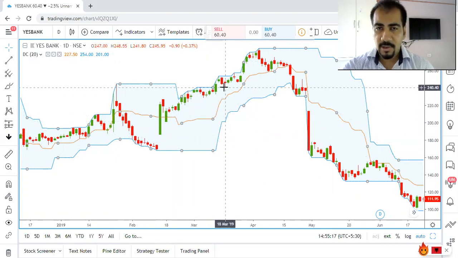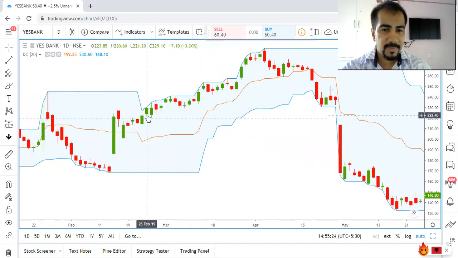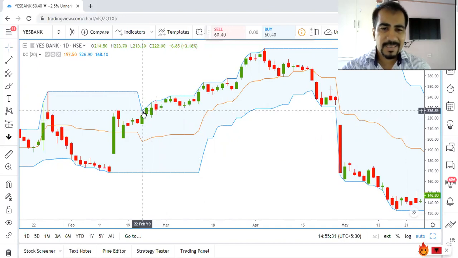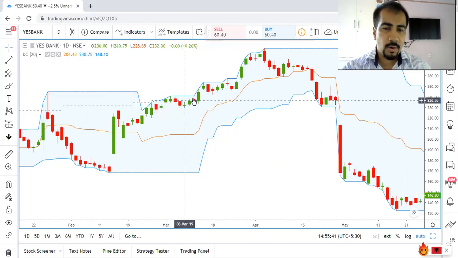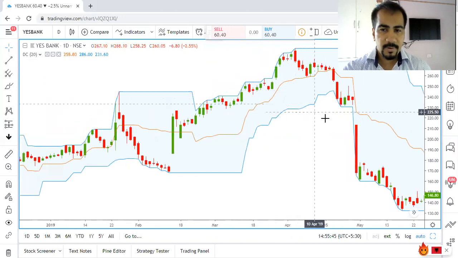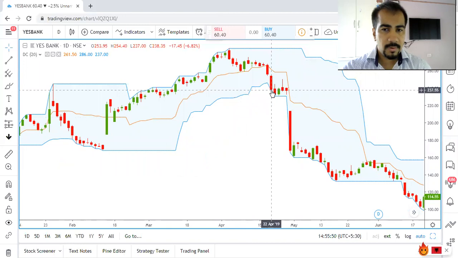Now, how did Mr. Richard Donchian use this indicator? He used this indicator as a trend following indicator. For example, this particular chart is of Yes Bank. He used this indicator: if the price closes above this particular level, above the 20 days highest high, then it is a buy signal according to him. And after that, as long as the price keeps going up, he will hold it. All right. The moment the price starts coming down, it's a sell.